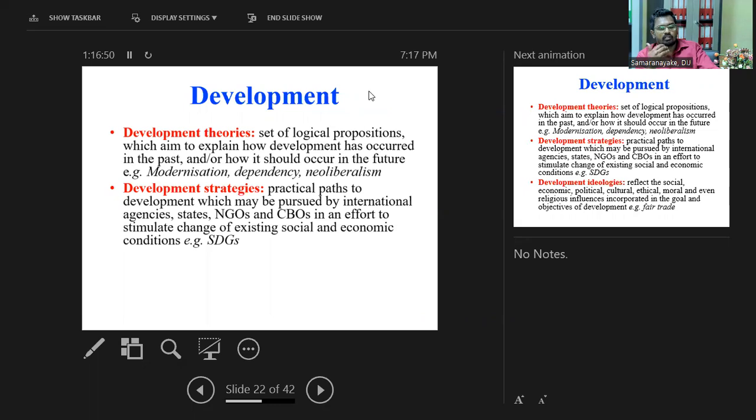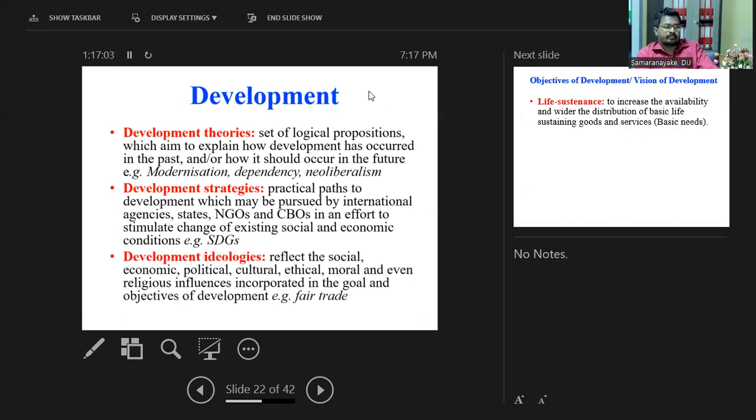For example, earlier we had the Millennium Development Goals, and even now we have the Sustainable Development Goals. So likewise, we have different strategies. This is just one simple example, right? We will study such things as well. And then also ideologies. Theories and ideologies are a bit different, right? We have development ideologies, and we will better observe and study such ideologies as well.